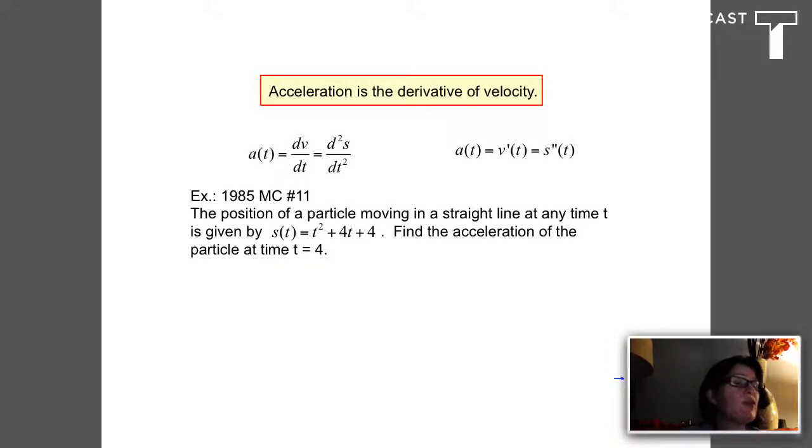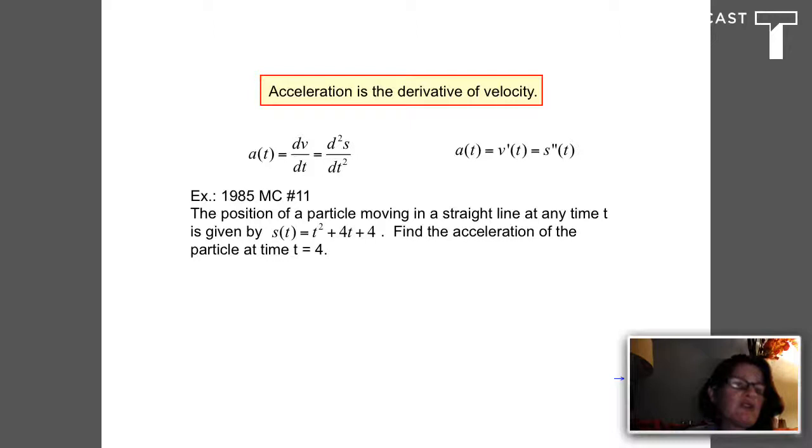If the rate at which position changes is velocity, the rate at which velocity changes is acceleration. So ladies and gentlemen, the derivative of velocity is called acceleration. And since velocity was itself the derivative of position, we could say that acceleration is the second derivative of position. So two possible notations. A of t could equal dv dt, which equals d squared s dt squared.